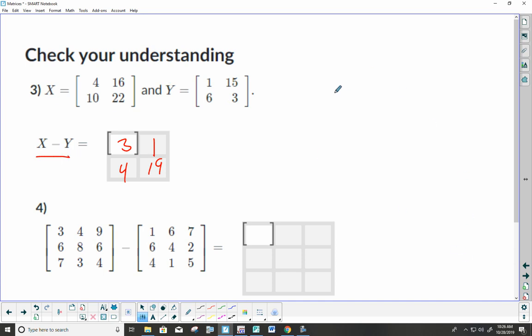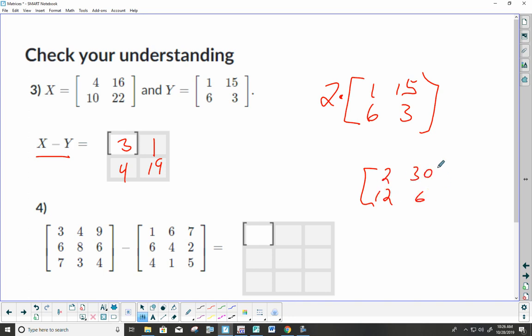The last thing to show you that you need for your homework, if you had 2 times this matrix, 1, 15, 6, 3, all you do is multiply the 2 to each element. So your answer would be 2, 30, 12, 6. That's your answer. Okay, it's pretty straightforward. I think that's all there is to this lesson.